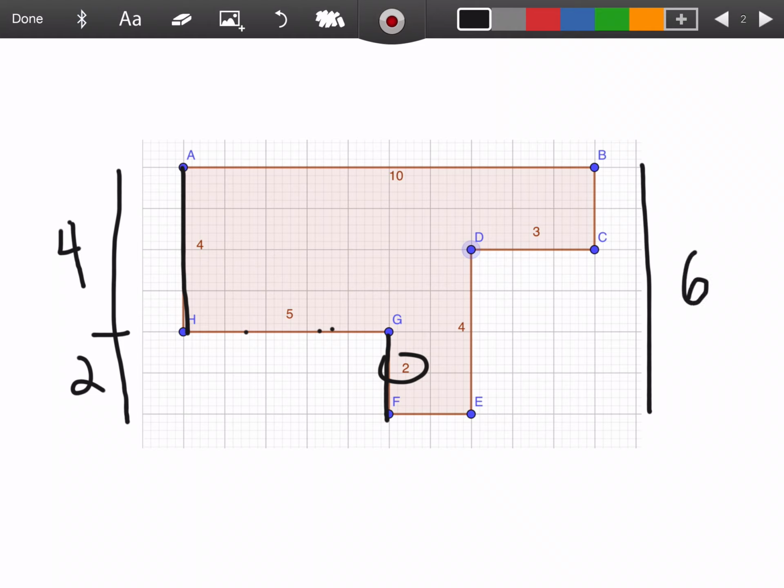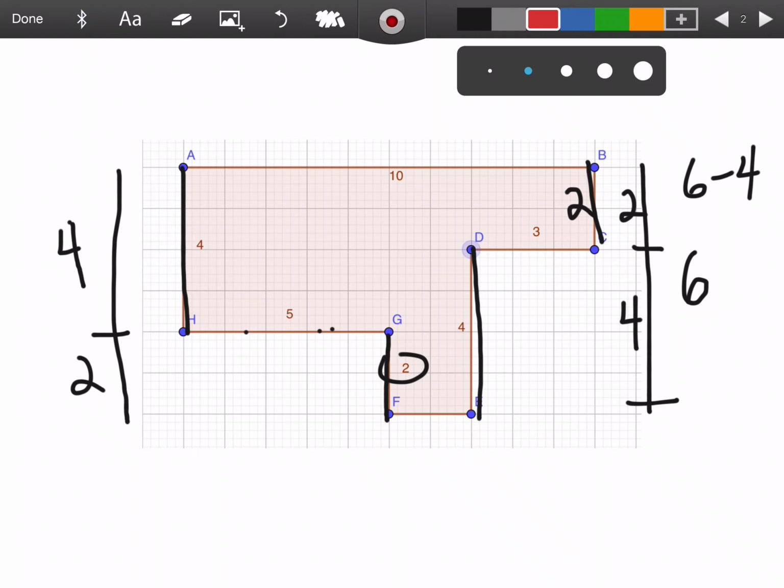We can see that from D to E is 4 units, which means that this missing piece from B to C has to be the leftover, so 6 minus 4, which leaves us with 2. So we know that the distance from B to C is 2 units.